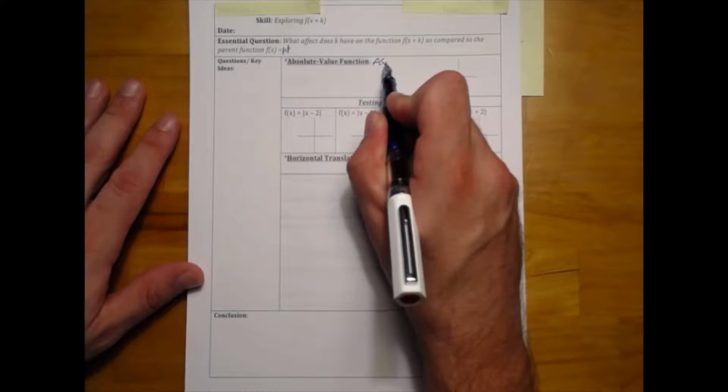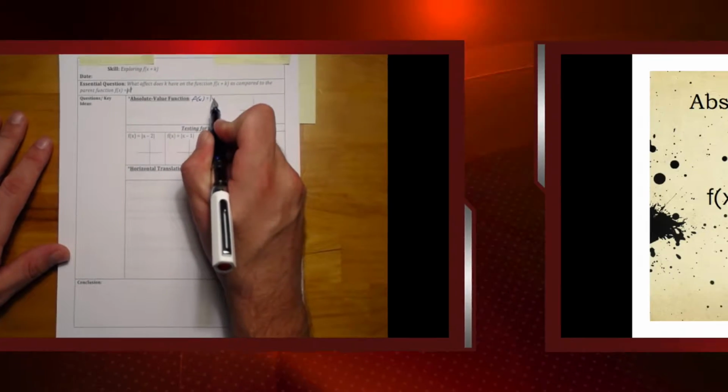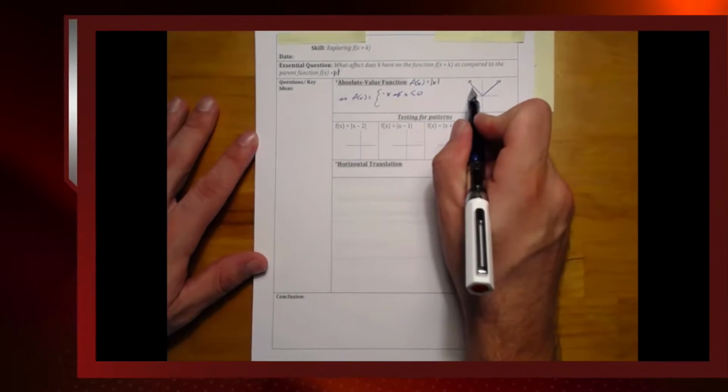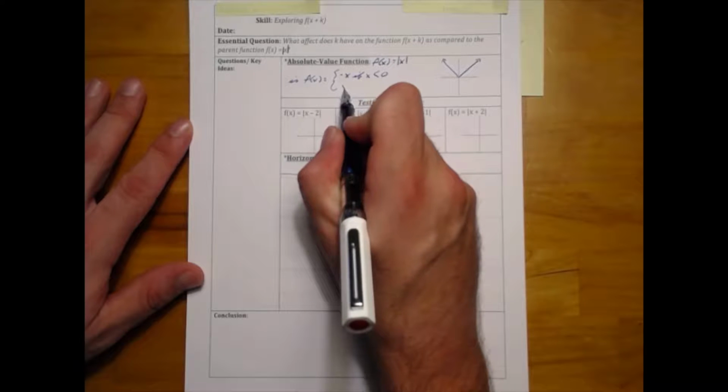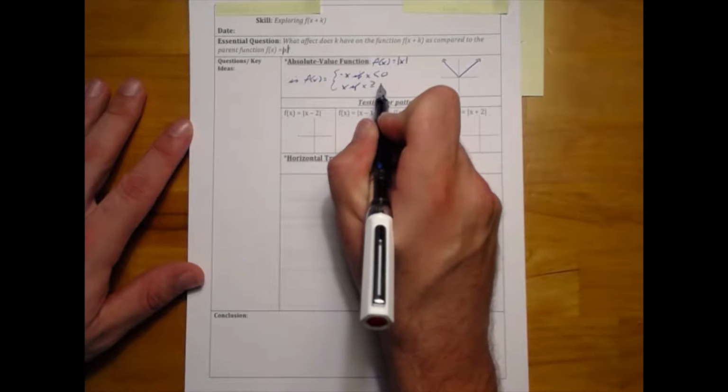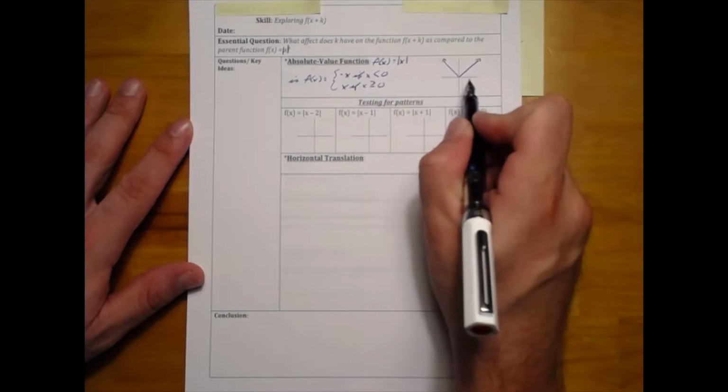The absolute value function f of x is equal to the absolute value of x is that f of x is negative x if x is less than 0 because the graph goes up, and it is x if x is greater than or equal to 0 because it does have a vertex at the 0, 0 point.